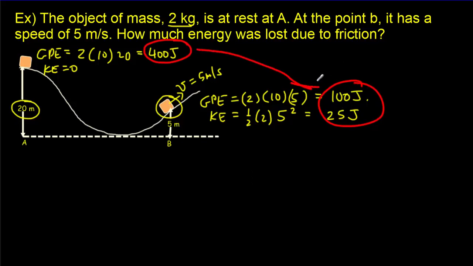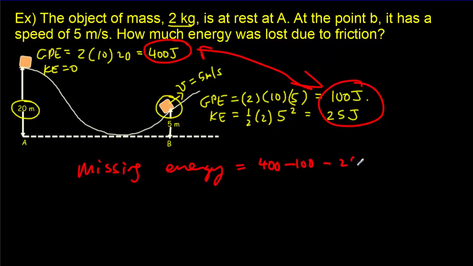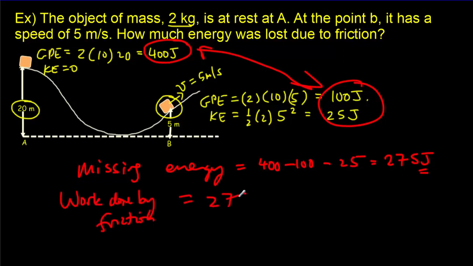And that means that we're missing some energy. And that's going to be 400 minus 100 minus 25, which is going to be 275 joules of missing energy. Well, if we think about that, the only other place the energy can go is into friction. And so the work done by friction is going to have to be 275 joules.